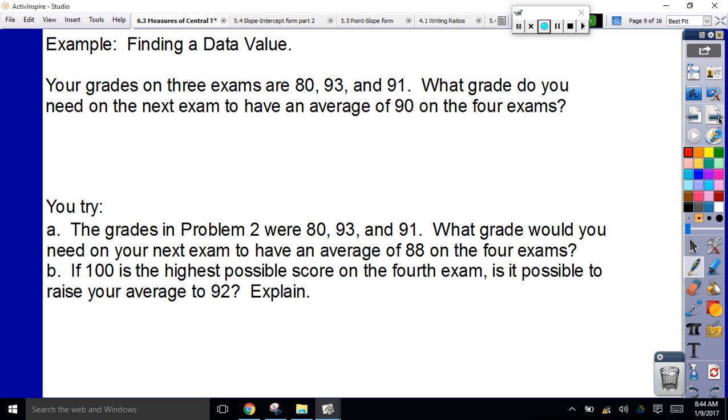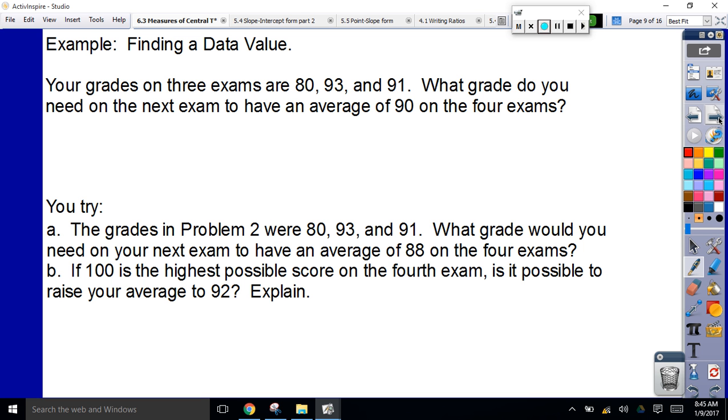Okay, now this is where we actually use a little bit of algebra. So this goes a little bit beyond what we did in 7th grade. Your grades on 3 exams are 80, 93, and 91. What grade do you need on the next exam to have an average of 90 on 4 exams? This is really practical because you could actually take all of your grades in Skyward and you could figure out, what do I need to score on the next big test in order to get an A in this class?